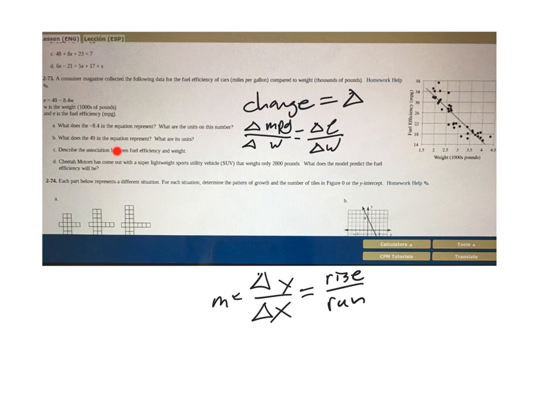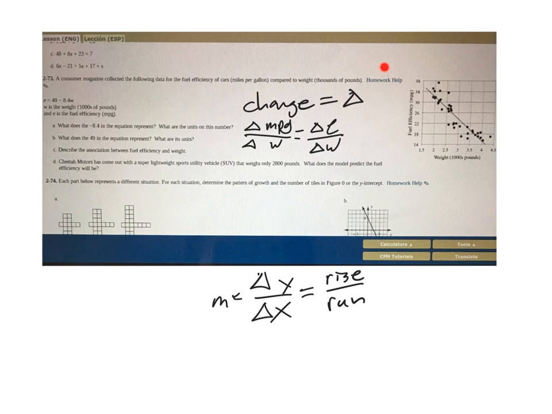Second, part B, what does the 49 in the equation represent? Well, this graph doesn't perfectly show 49, but basically it's your y-intercept. If you were to follow this line all the way back to 0, this graph doesn't go back to 0. But if it did, when it hit 0, which would probably be somewhere over here, it'd be around 49.